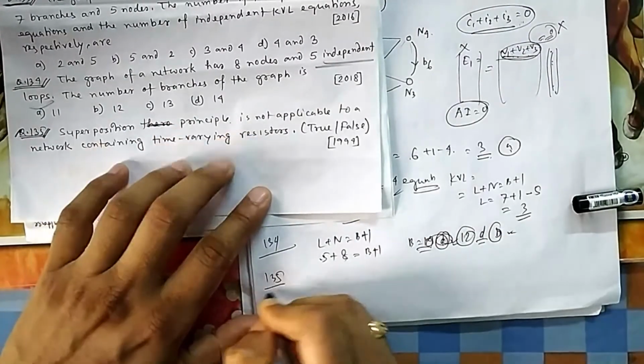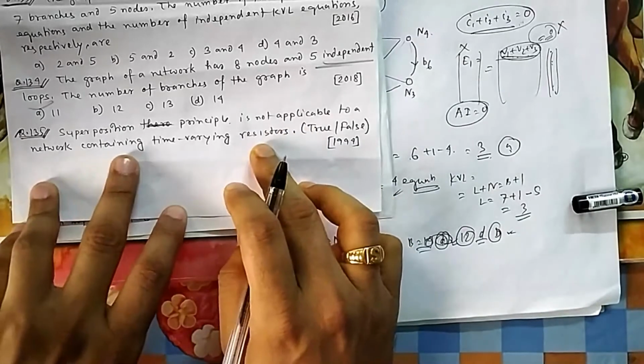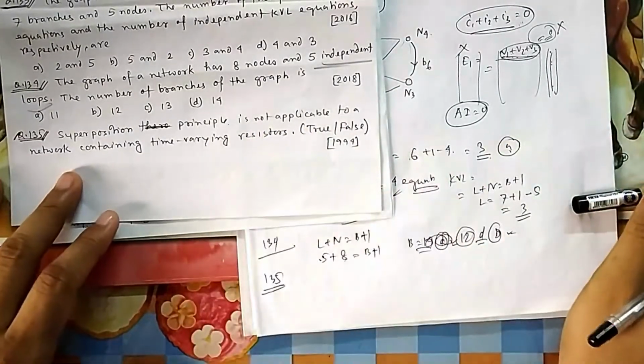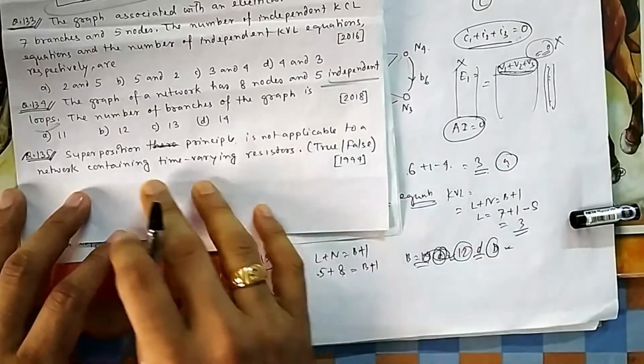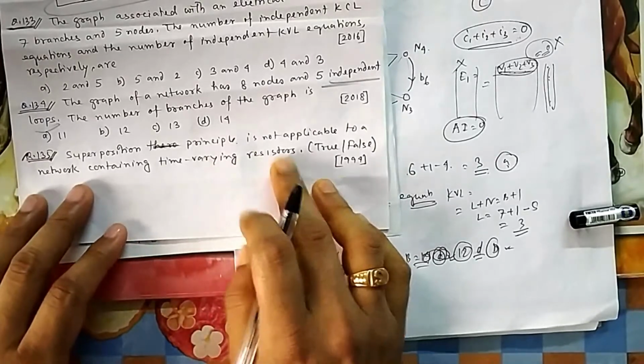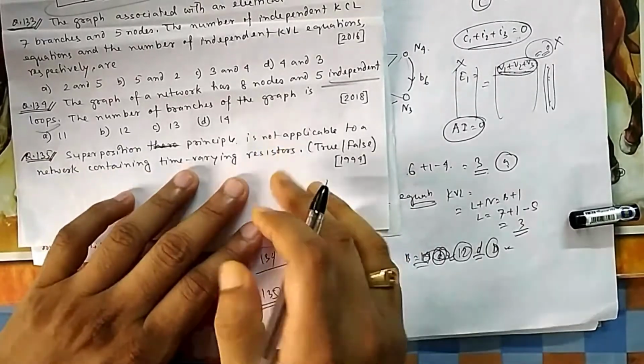Okay, and in question 135, the superposition principle is not applicable to a network containing... Now it is coming to the network analysis, network theory chapters. Questions from network theory are coming. So it is not applicable to a network containing time varying resistance. The superposition theorem is applicable for both.